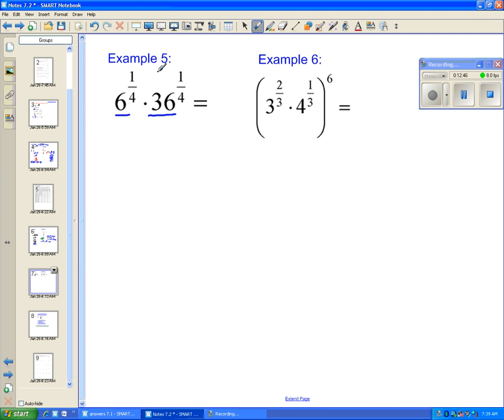But if I look at this, my bases are different, my exponents are the same, so I can use that property and I can reverse distribute this. And this again is 6 times 36, and my 1/4 power sits nicely on the outside, and 6 times 36 is 216 to the 1/4 power.